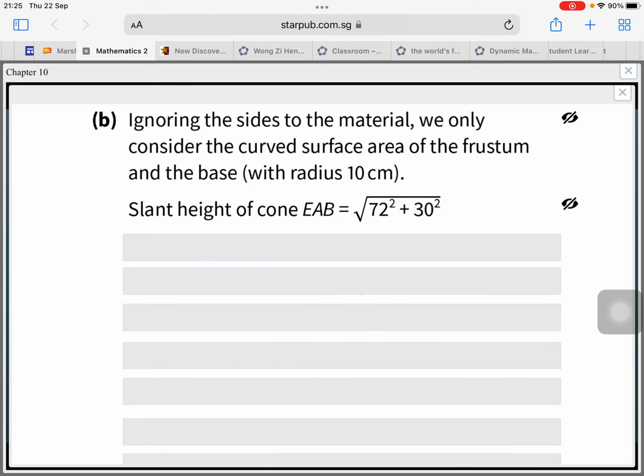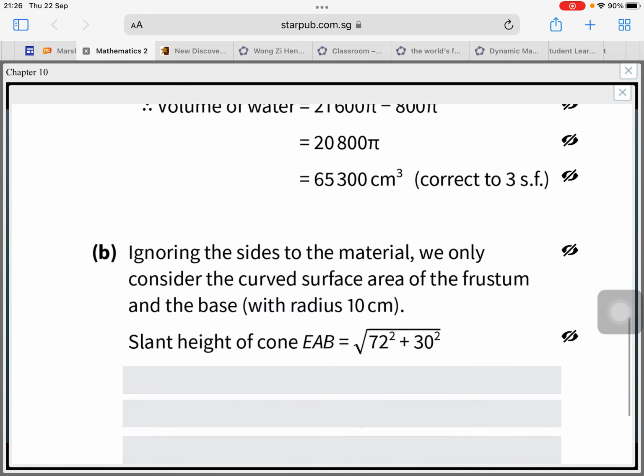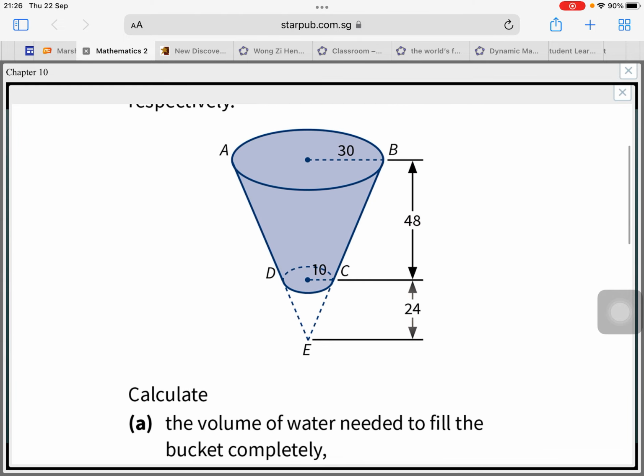To find your curved surface area, you will need pi RL. L means the slant height. I know my R, I don't know my L. So I need to find my slant height, which I need to apply Pythagoras theorem, with this as my right angled triangle. My height I know, my radius I know, I need to find the slant height.